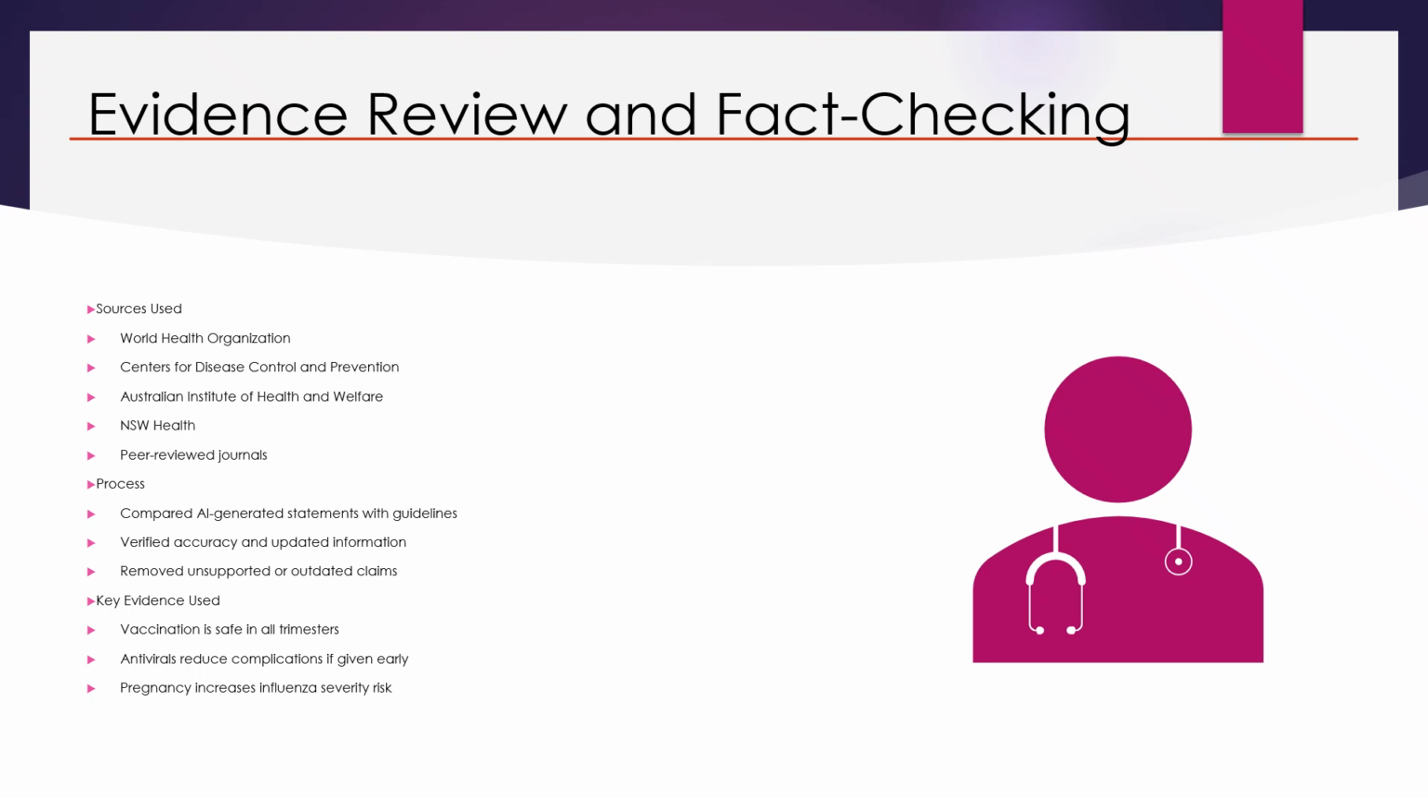For example, while AI correctly identified vaccination as important, it did not always emphasize that influenza vaccination is safe in all stages of pregnancy. This information was confirmed through evidence-based guidelines and was included in the final infographic. Any outdated or unsupported information was excluded. This process ensured that the final resource is accurate, current, and aligned with best practice guidelines in public health and nursing.